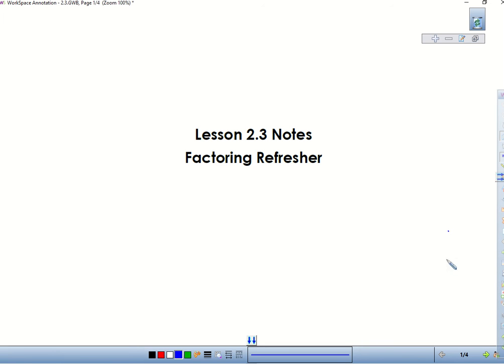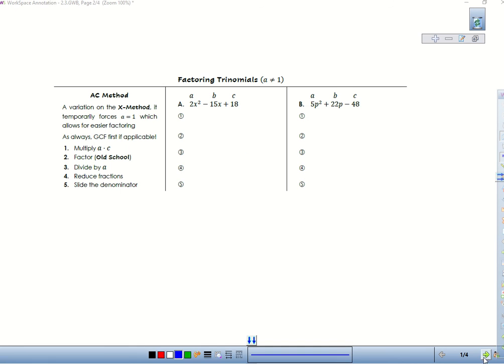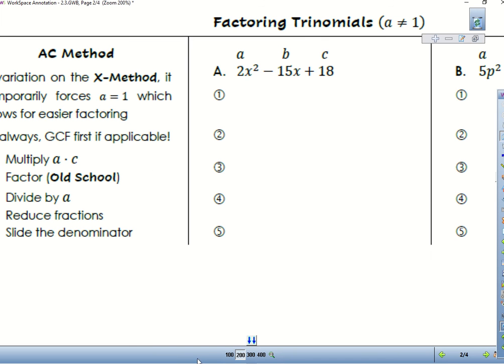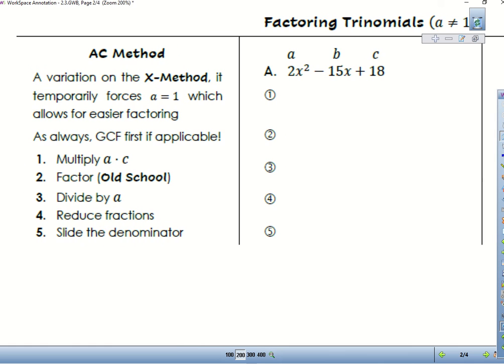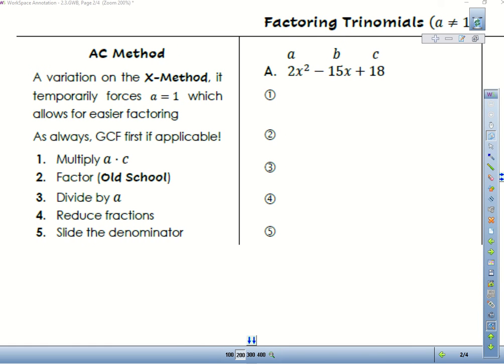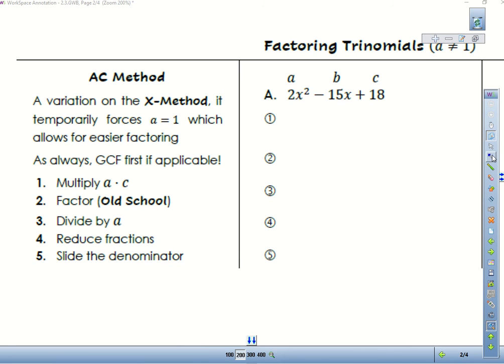Alright, so today we're going to be doing 2-3, which is going to continue with the factoring refresher. So the first thing we're going to talk about today is the AC method. The purpose of the AC method is that it allows us to factor trinomials that have an A term that is not 1. Okay? So here's the steps.